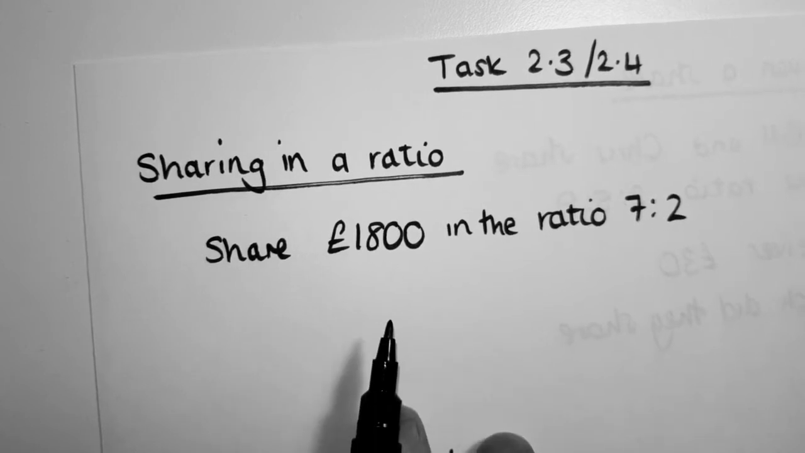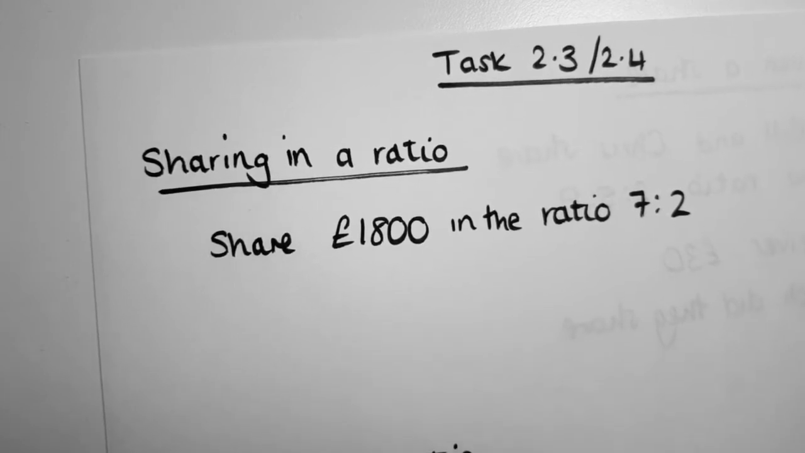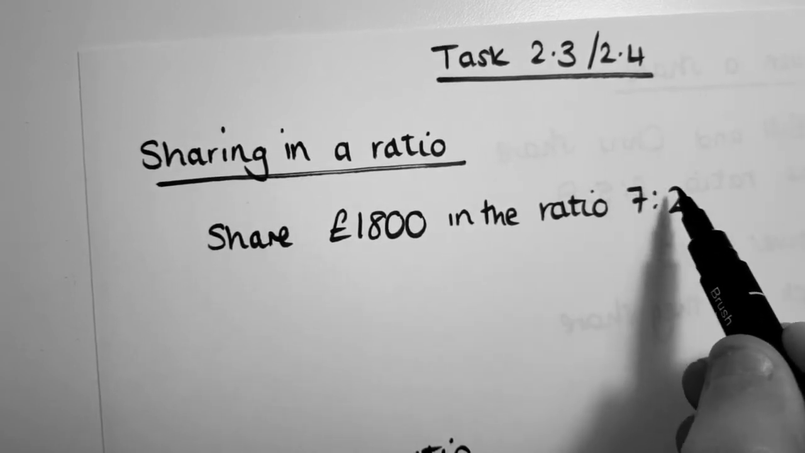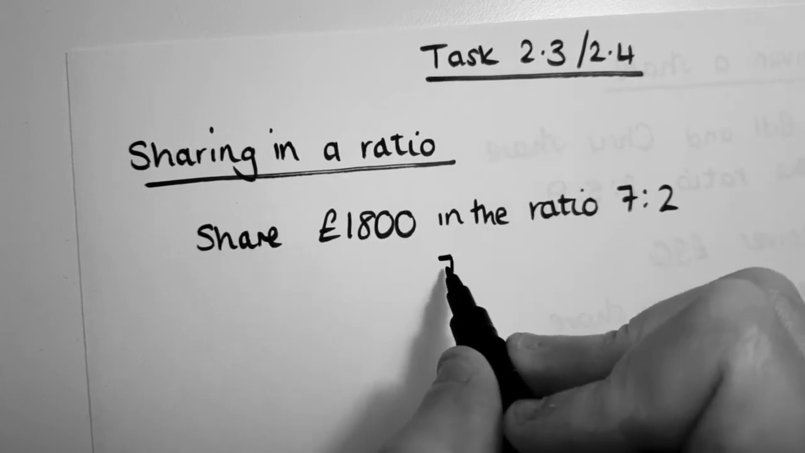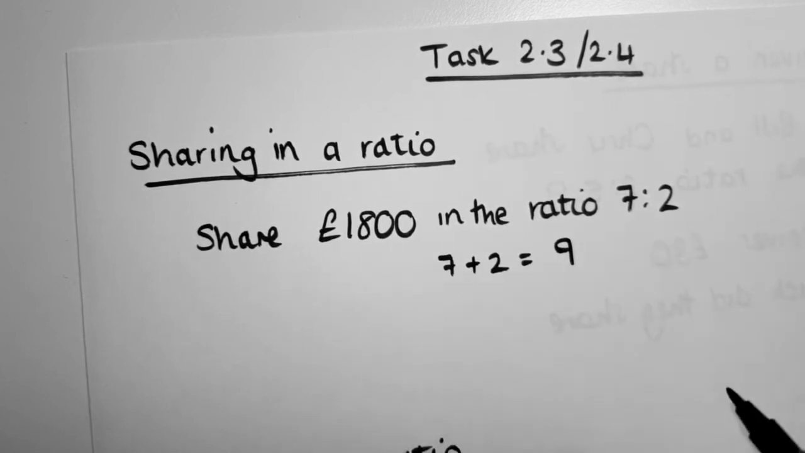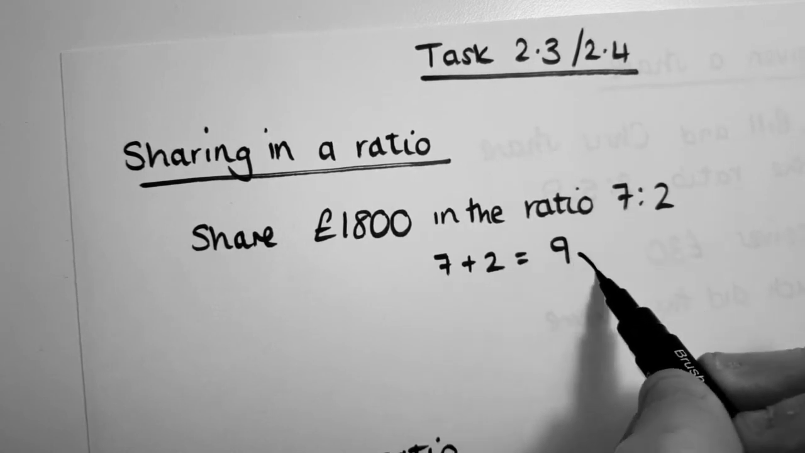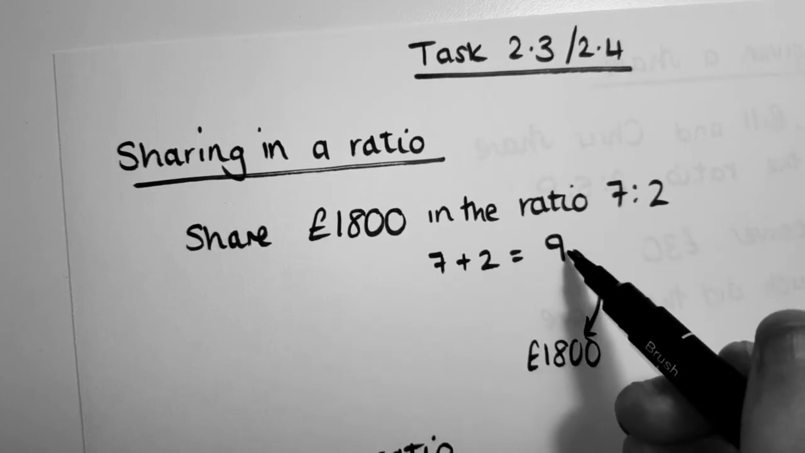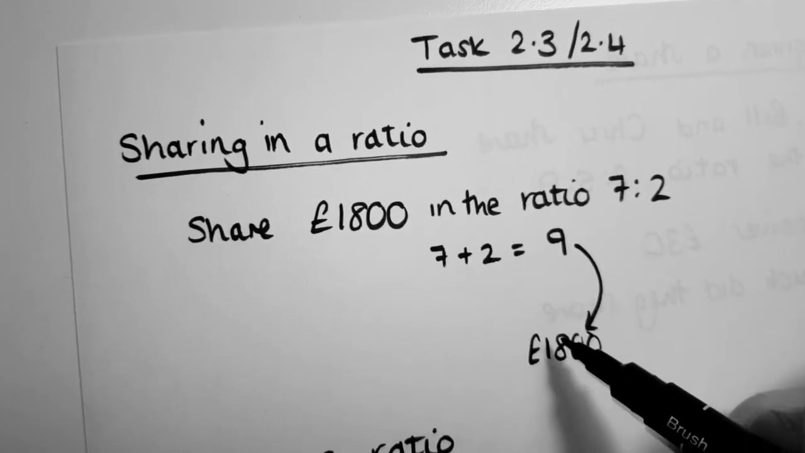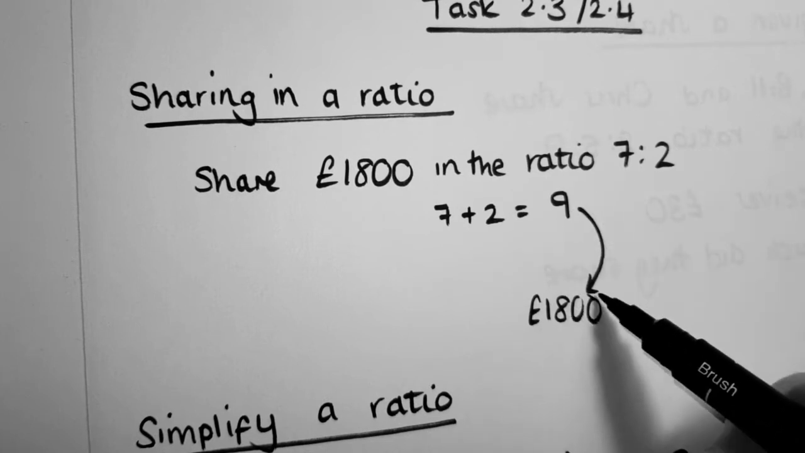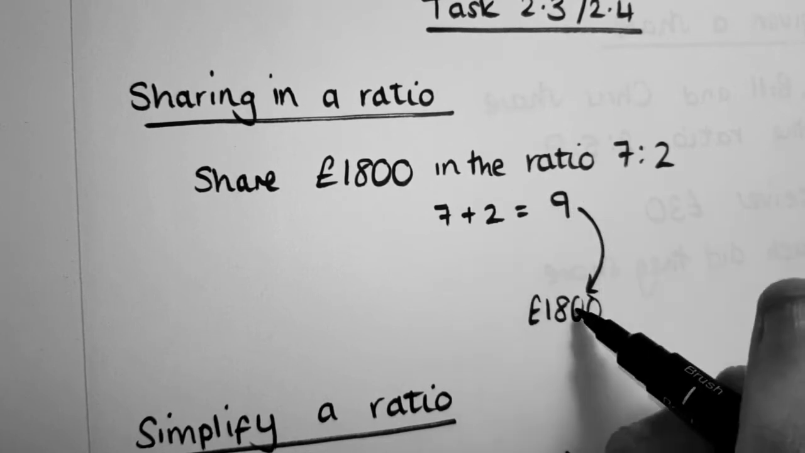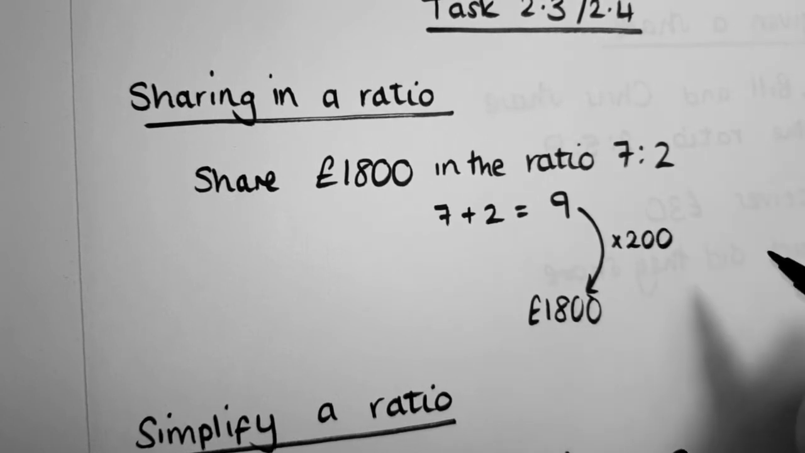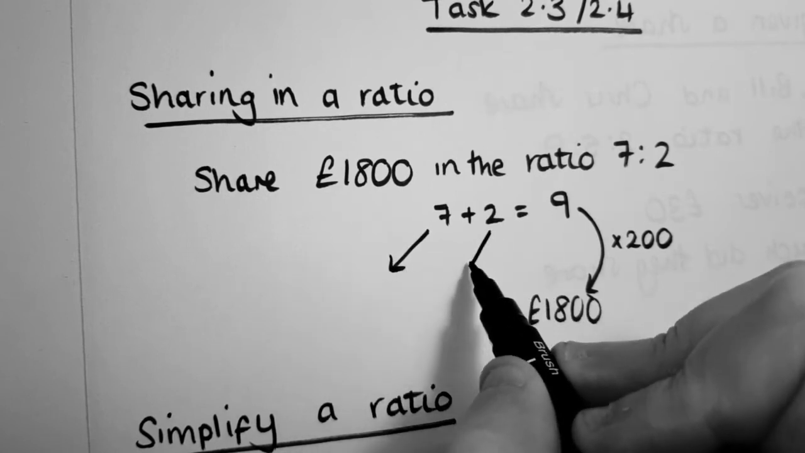Now, these questions are mostly focused on ratio. When sharing in a ratio, you're giving person 1 7 shares and person 2 2 shares, which means altogether 7 plus 2 gives me 9 shares in total. We don't just want to give away 9, we want to give away 1,800. So what do I need to multiply 9 by to get to 1,800? If you can't work out what you multiply by, just do the new number divided by the old. That gives me 200. So all you need to do is times each person's amount by 200.